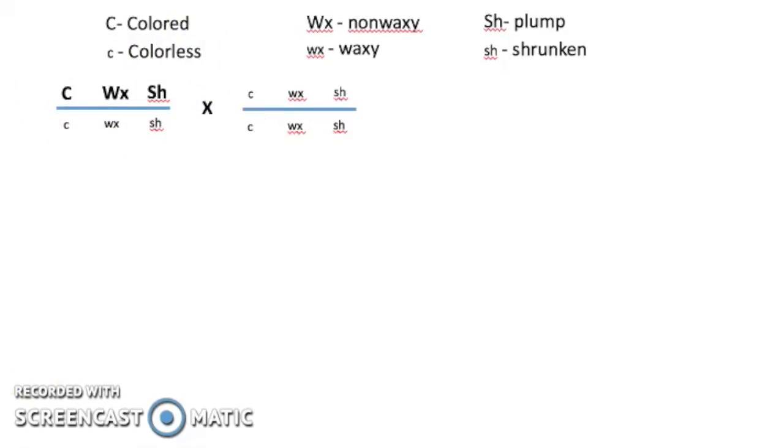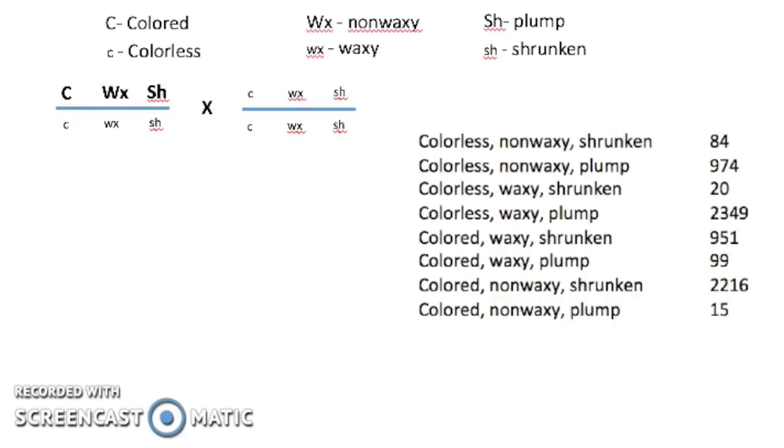Okay, so when we do this cross, the trihybrid cross with these 2 individuals, even though they're corn, we get this variety of phenotypes in their offspring, in the F1 offspring. So this is showing the different phenotypes for the offspring and then the number of offspring that had that phenotype.